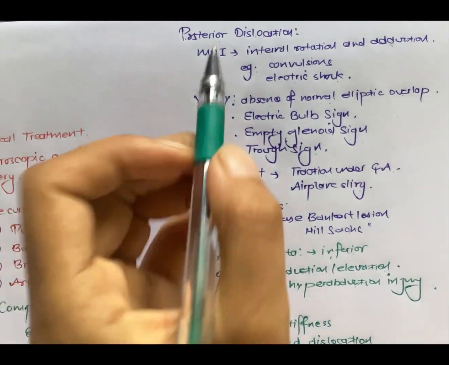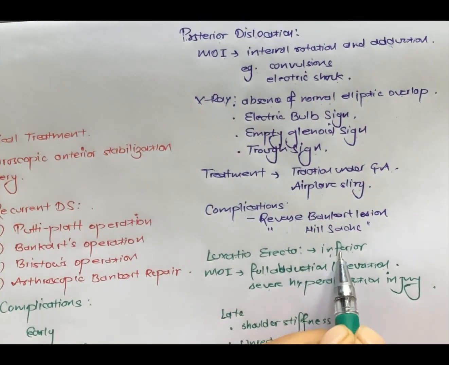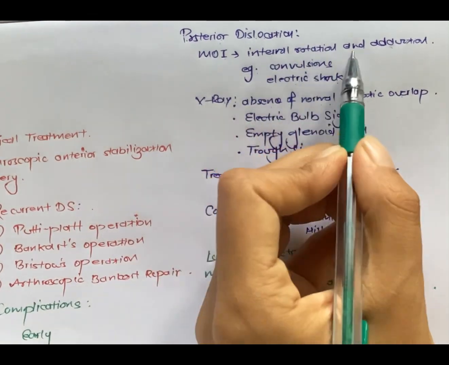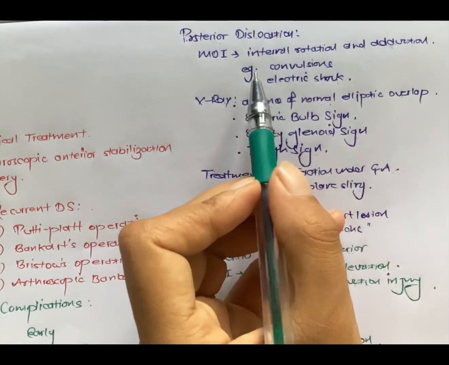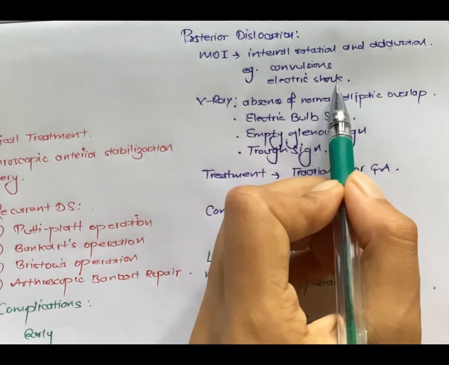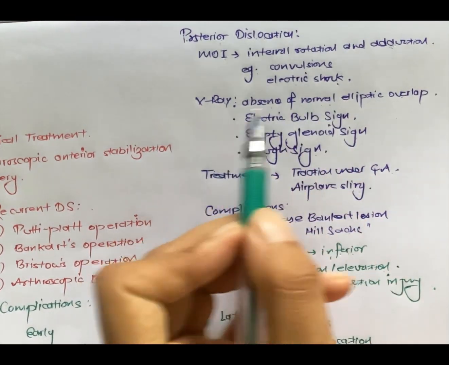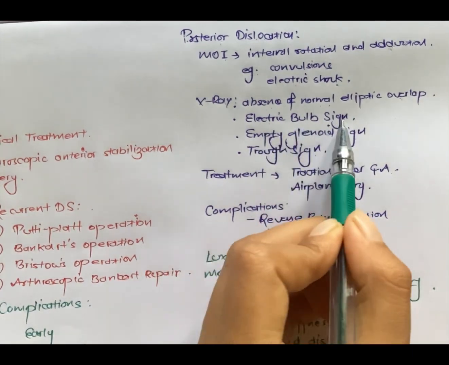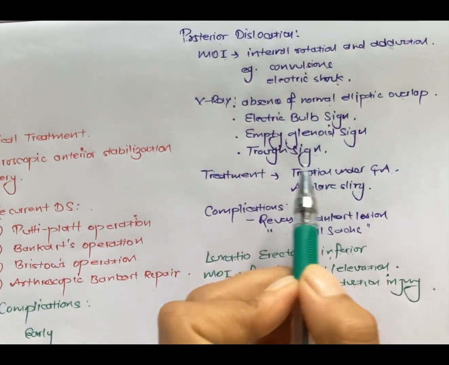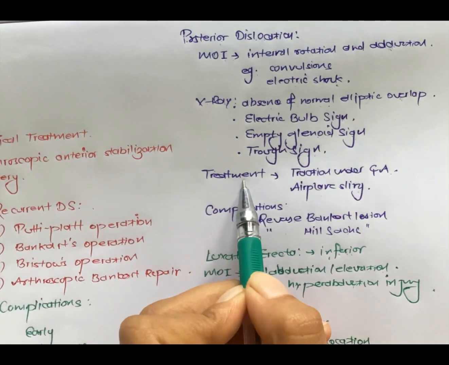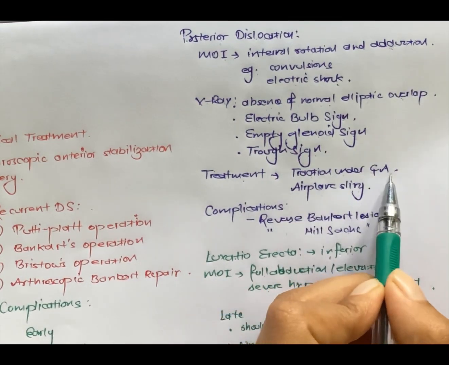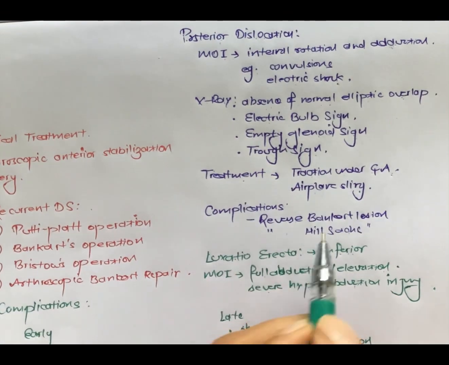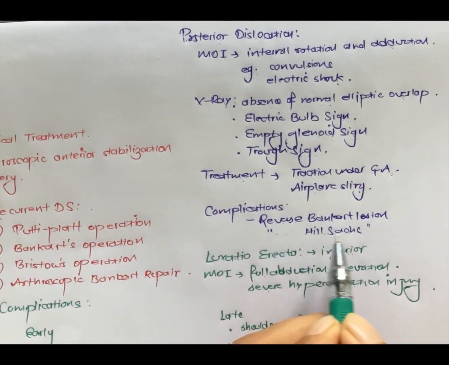And now talking about posterior dislocation and inferior dislocation in brief, the mode of injury for posterior dislocation is internal rotation and adduction, and it is most commonly seen in convulsions and electric shock. In X-ray findings, there will be absence of the normal elliptical overlap, the electric bulb sign, the empty glenoid sign, and the trough sign. The treatment can be done by traction under general anesthesia and by application of an airplane sling. And the complications could be reverse Bankart lesion and reverse Hill-Sachs lesion.